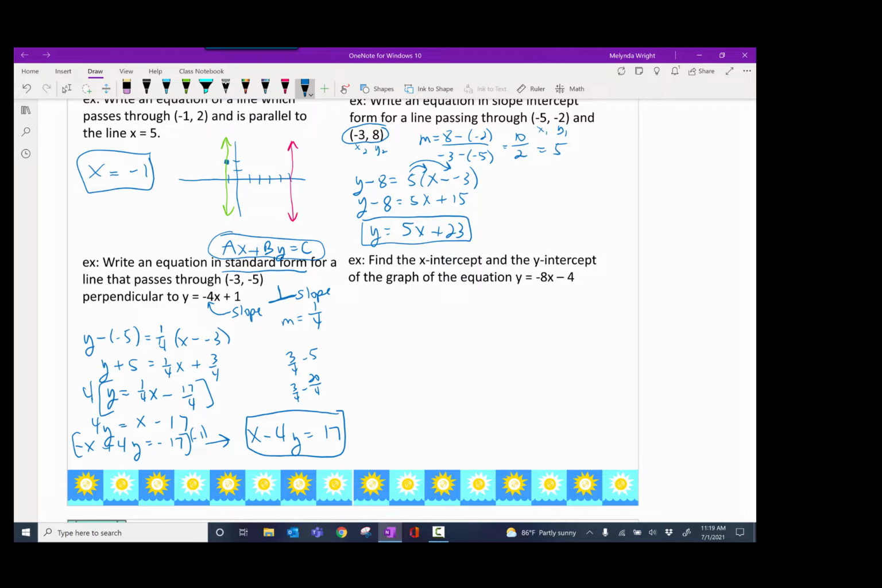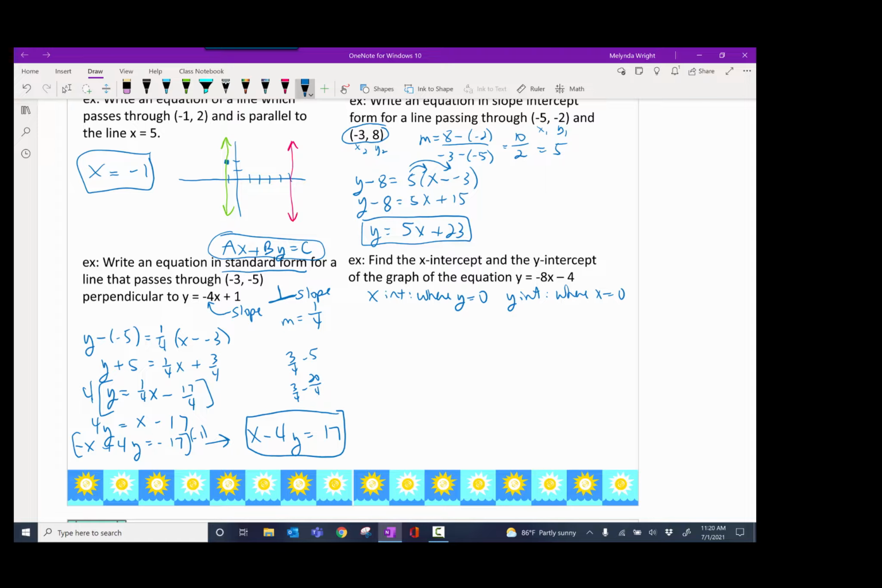And the last example, they want us to find the x-intercept and y-intercept of this particular graph. So let's remind ourselves, an x-intercept is where y equals 0, and a y-intercept is where x equals 0. Okay, we can do that. Let's start with the x-intercept.